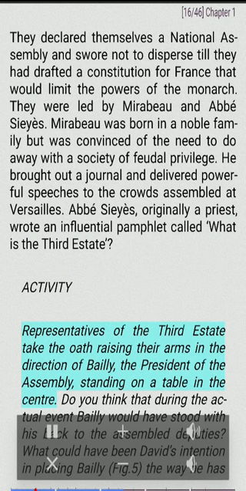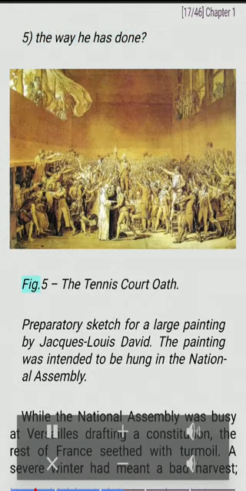Activity. Representatives of the Third Estate take the oath raising their arms in the direction of Bailly, the president of the assembly, standing on a table in the center. Do you think that during the actual event Bailly would have stood with his back to the assembled deputies? What could have been David's intention in placing Bailly, Fig. 5, the way he has done?